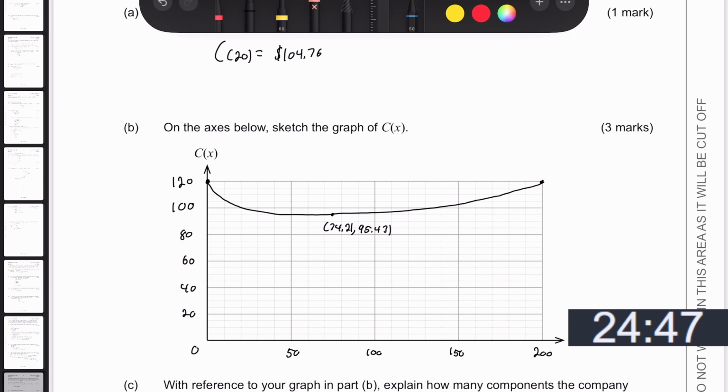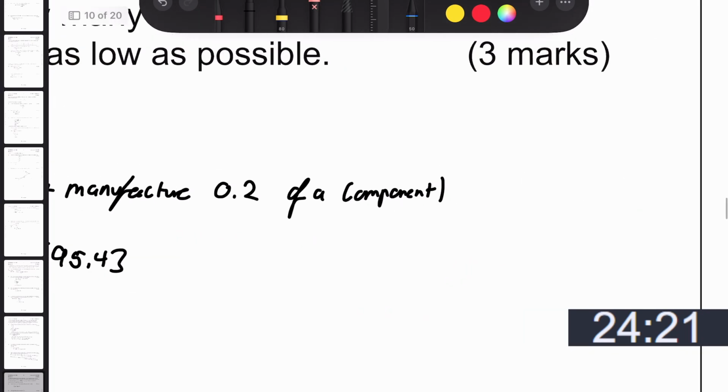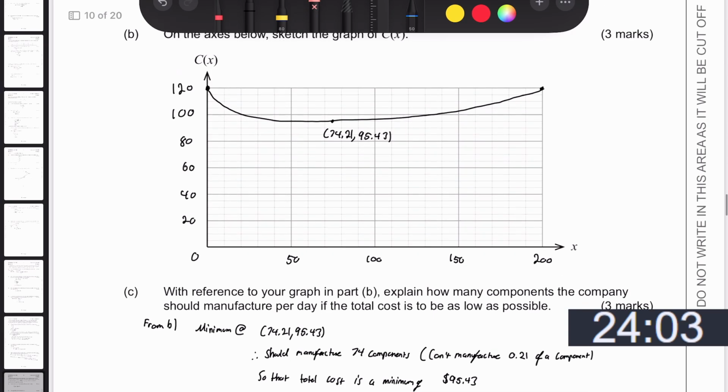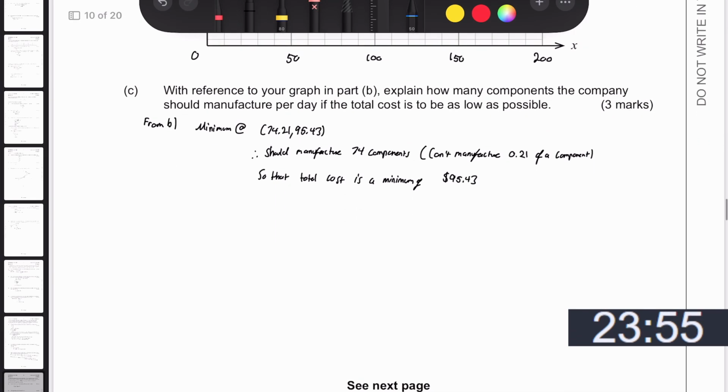Move 10 to 10, and give me 50 to 280. It's a different value than what I got here. 74.205, 71.21. If I zoom out, does that change? No, it's 74.205, 0.43. Manufacture 74 components, so the total cost is a minimum of 95.43.